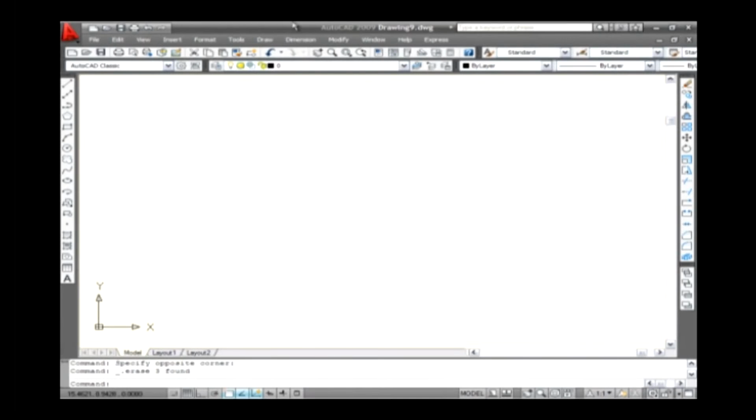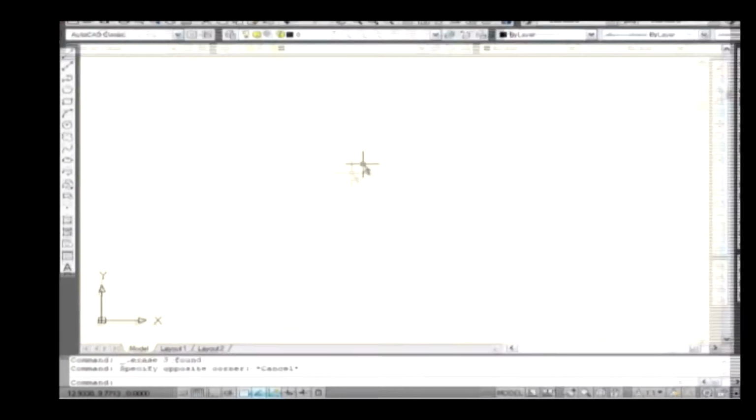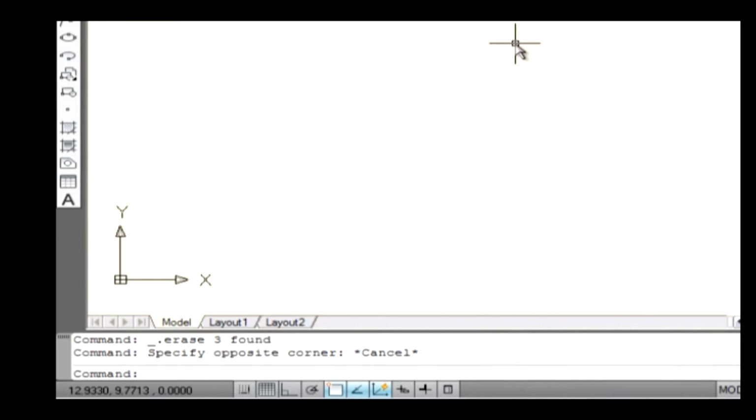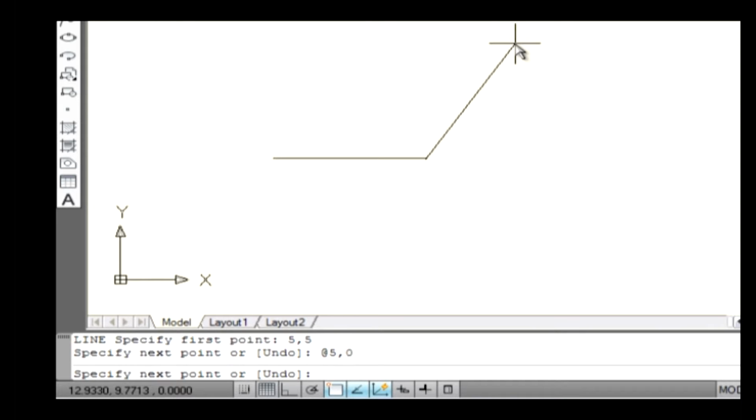Let's draw a square using relative XY coordinates. Here are the steps. Type L on the command line and press Enter. At the Specify First Point prompt, type 5,5 to select a start point and press Enter. Now the command line displays "Specify next point or undo." Type @5,0 on the command line and press Enter to draw a line in horizontal direction or x-axis direction.